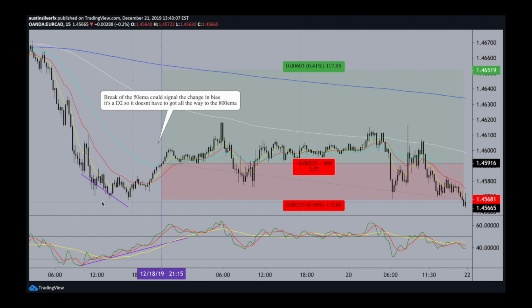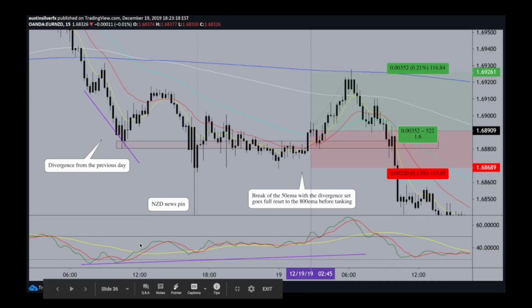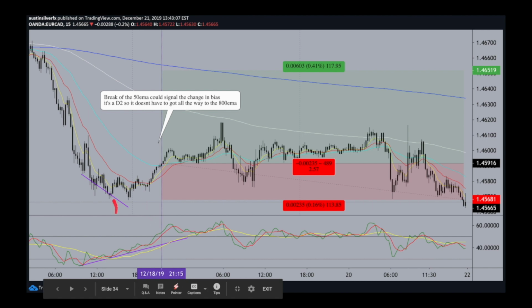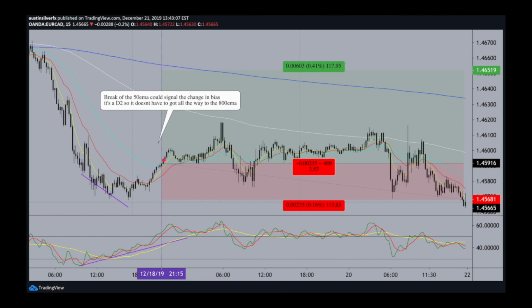As you can see, the previous day here, let me turn my pointer on. The previous day here, at about 10, 11 o'clock in the morning, the RSI sets its low. Price action falls as the RSI rises into the next day, into the Asian session. It breaks the 50, which tells me that could be the entry long going counter trend towards the 800 EMA. That is the ideal take profit, that full reset.